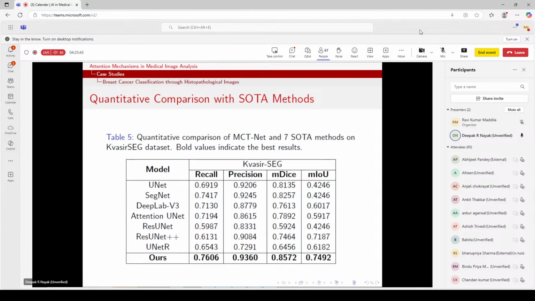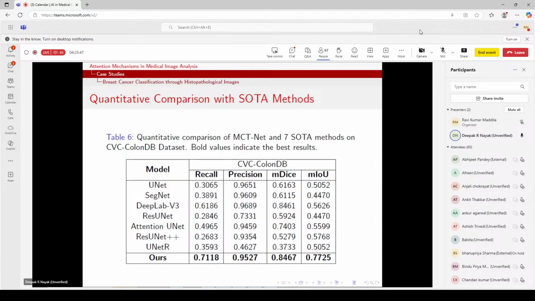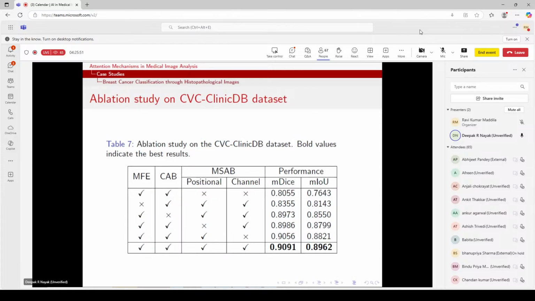Okay, so here are some of the results on different data sets. In most of the cases, we are getting consistently improved performance. Here are some of the ablation studies, just to show you whether the modules which we have incorporated are important, which of the modules are more important, and whether all are important or not. What we found is, yes, all are important for us.